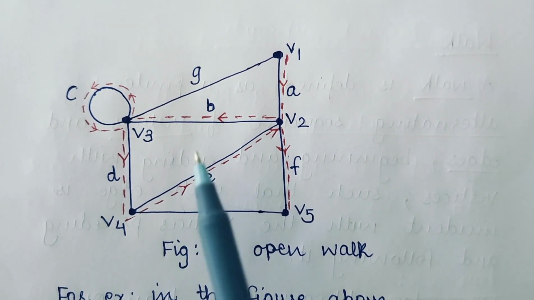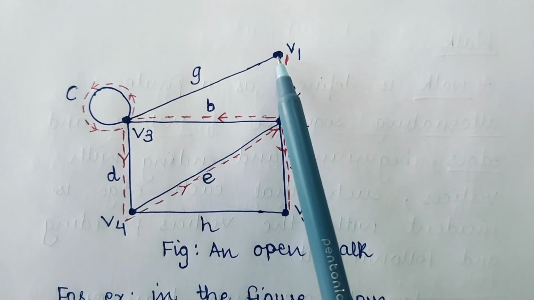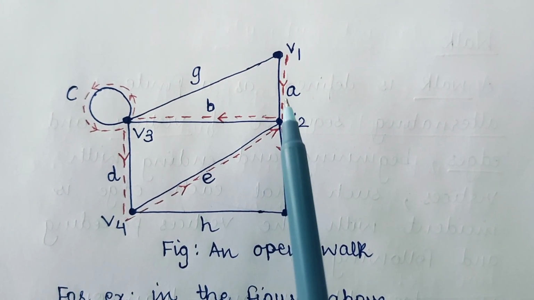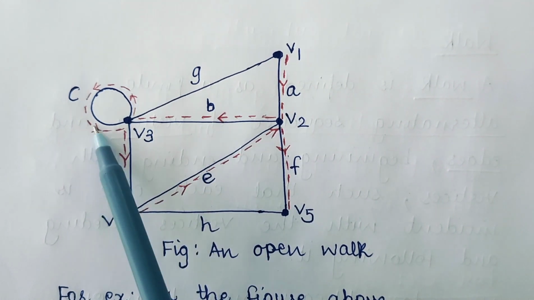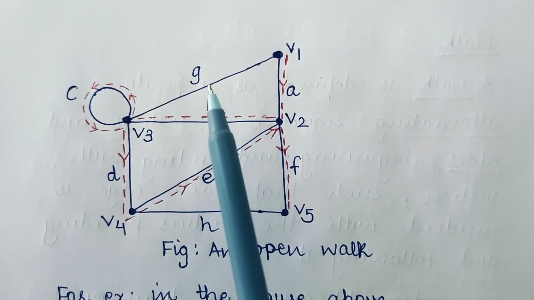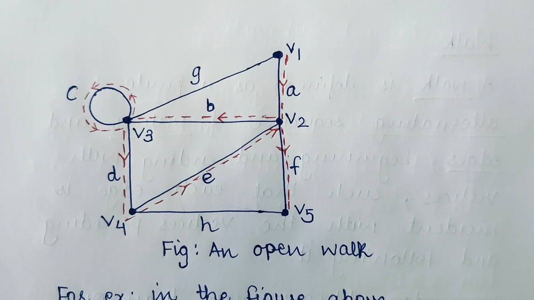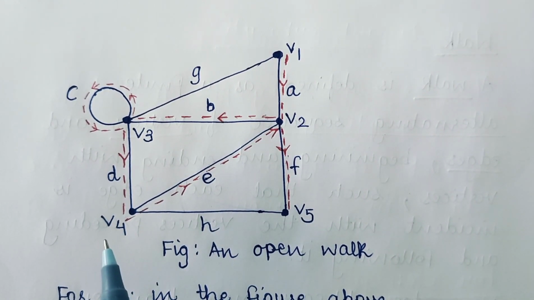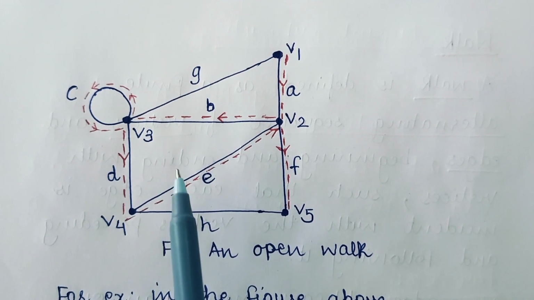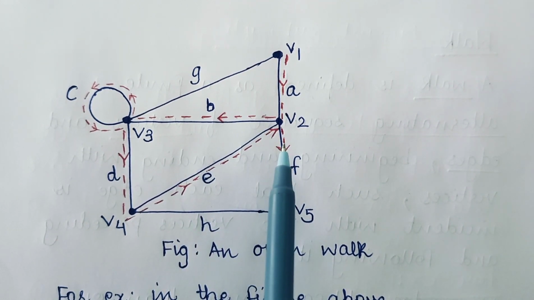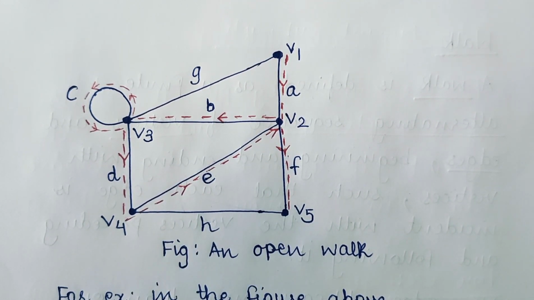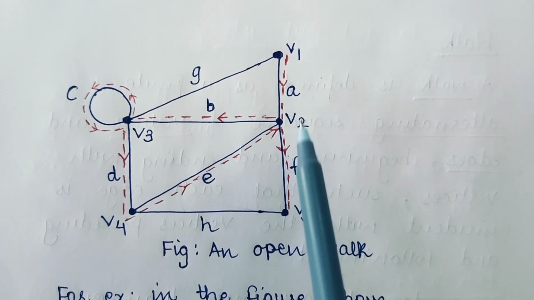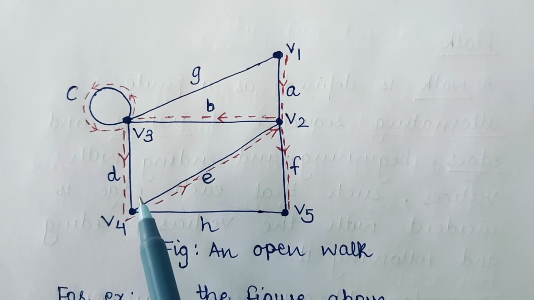Here you can see a graph which has 5 vertices: 1, 2, 3, 4, 5. And it has 1, 2, 3, 4, 5, 6, 7, 8 edges. So basically there are total 5 vertices and 8 edges over here. Out of these 5 vertices and 8 edges, there are few vertices and edges that contribute to a walk in this graph. So the red dashed lines represent a walk here in this graph.